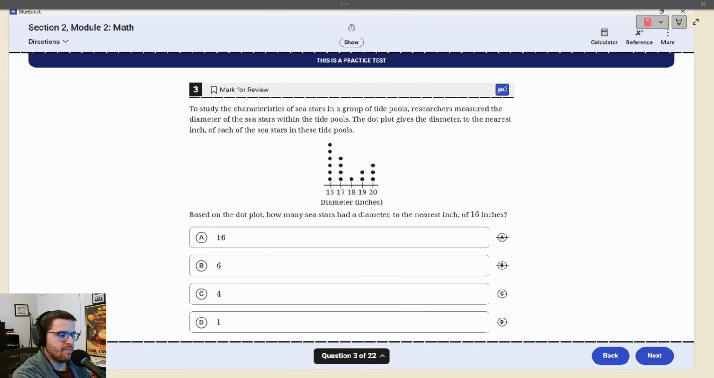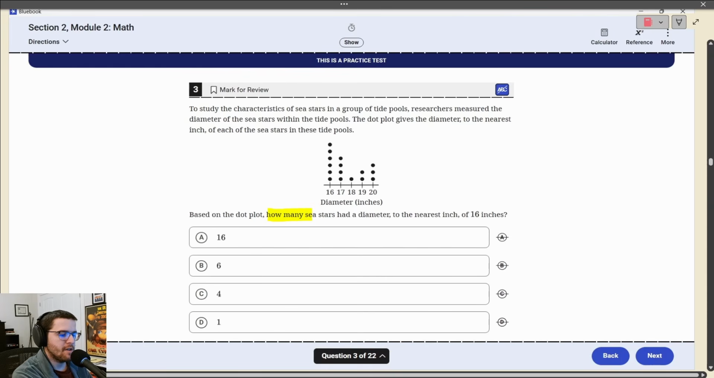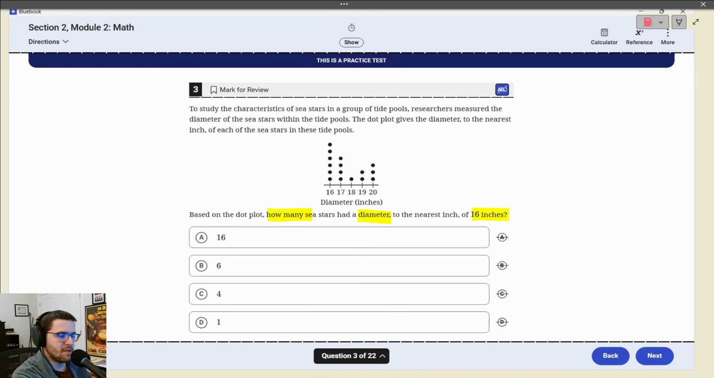Okay, question 3. It says how many had a diameter of 16 inches? So we're going to look at this top plot. We're going to look at 16 and simply count how many there are. I think there's 1, 2, 3, 4, 5, 6 in that first column. So the answer is choice B.